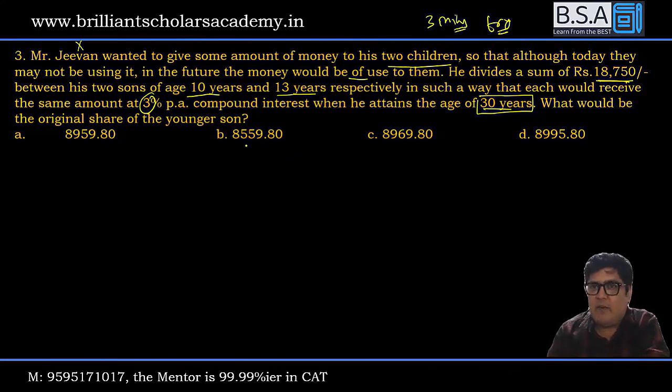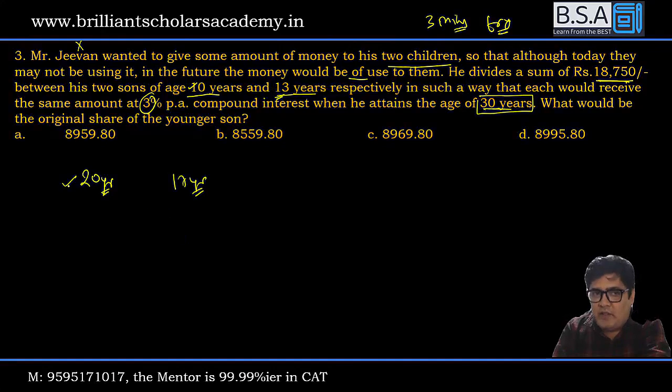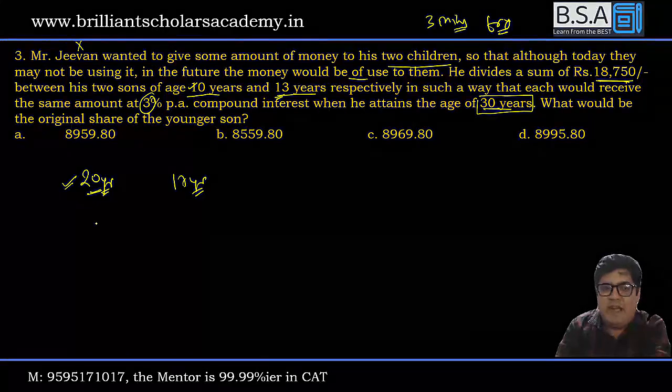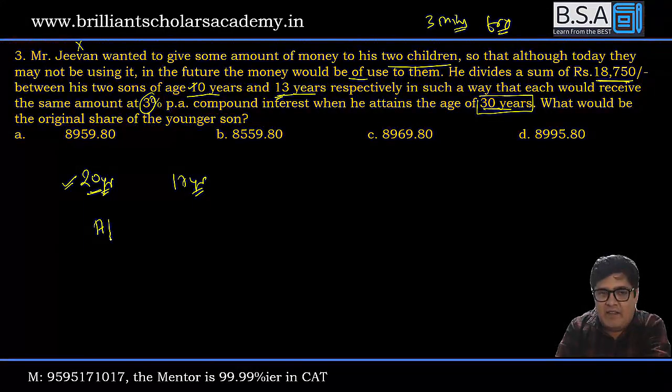When I see such kind of question, I always think about what kind of answer am I looking at. For this child to reach 30 years, he has a time duration of 20 years. For this child to reach 30 years, he has time duration of 17 years. So this child has more time. So whatever money you give the younger one will have more time to grow. And I want them to have equal money. So that gives me an idea. The younger child will receive less money and the older child will receive more money at this stage.